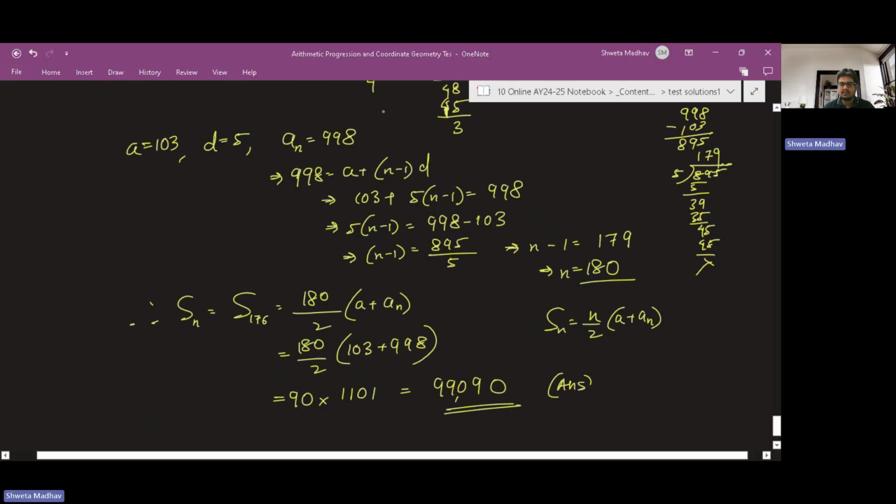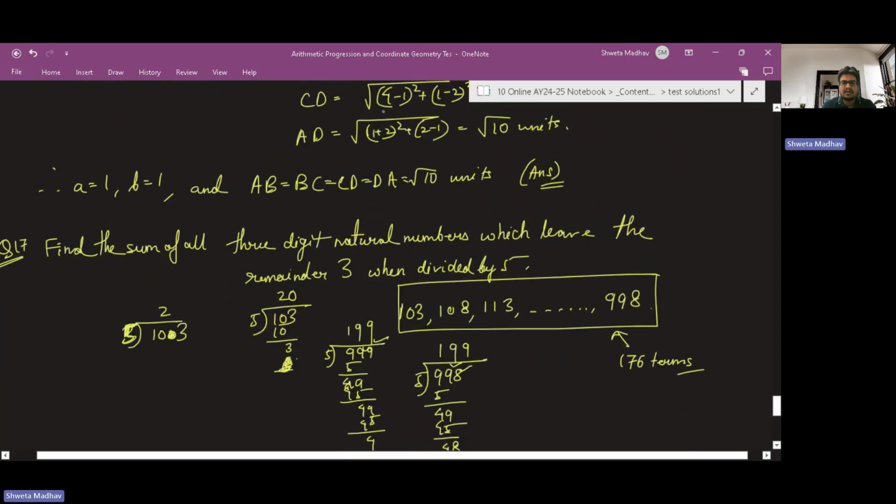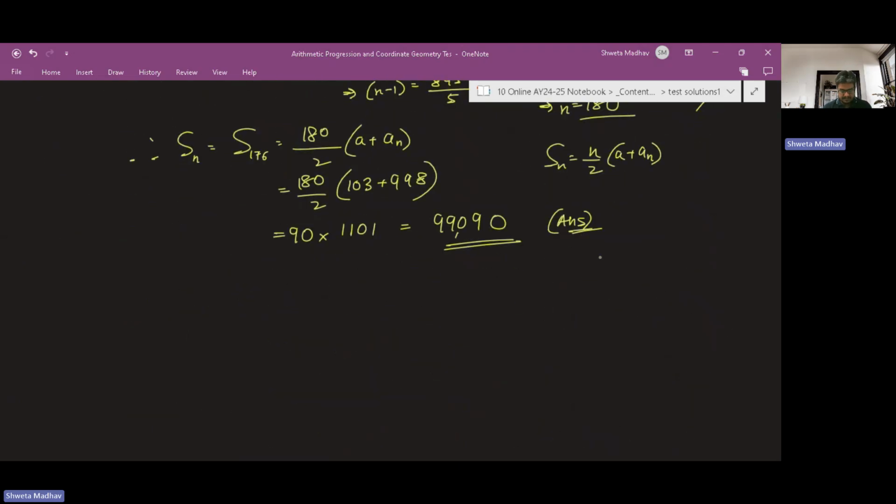99,090 is the required sum of all the 3-digit natural numbers which will leave the remainder 3 when it is divided by 5. So 99,090 is the answer.